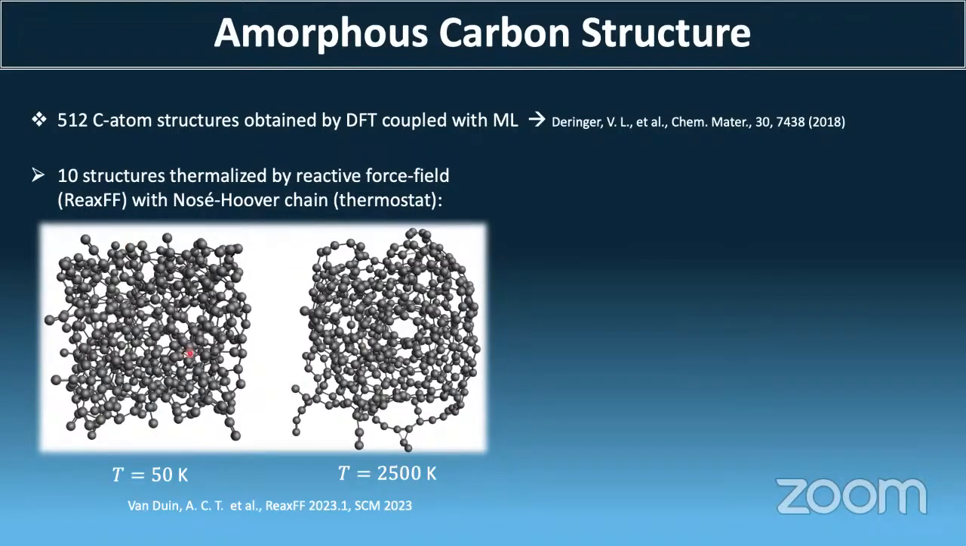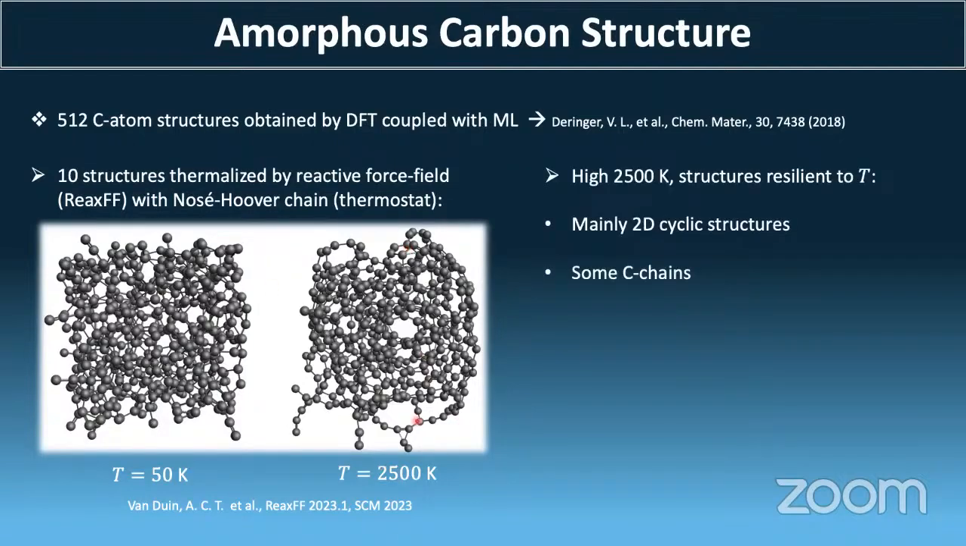Something that's interesting here is that when we thermalize this at different temperatures, we can see that the shape, of course, will change. At very high temperature, some carbons are lost during the thermalization, and the remaining carbons are mainly forming 2D cyclic structures, because the cyclic compound is so much more resilient to temperature.